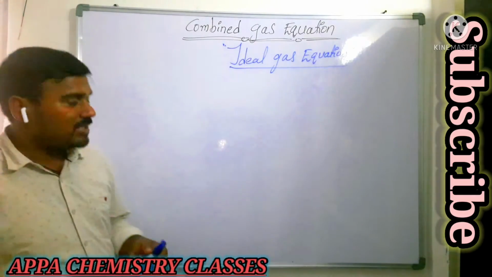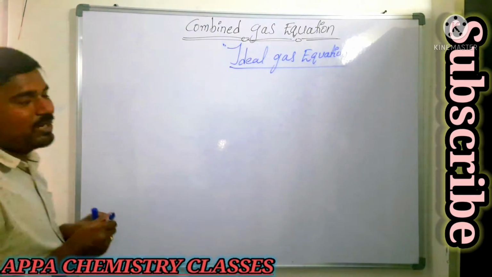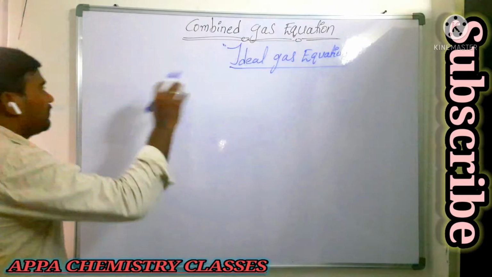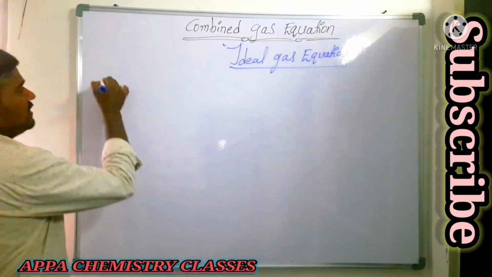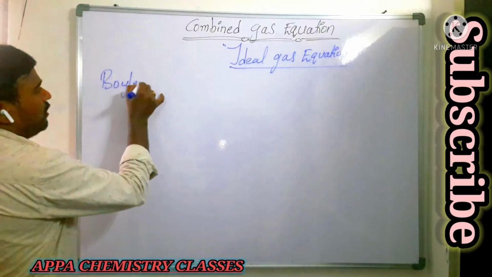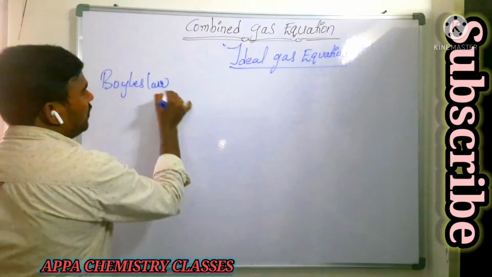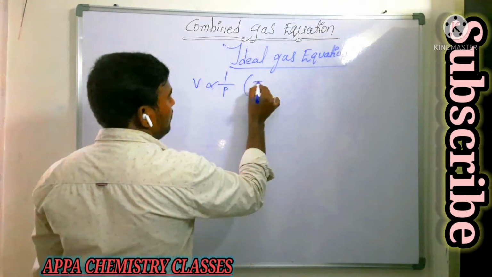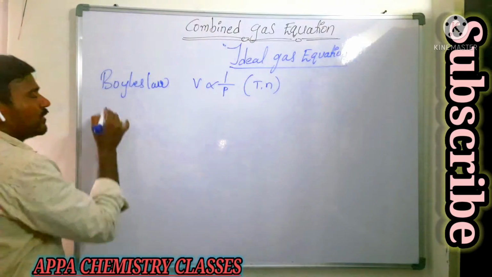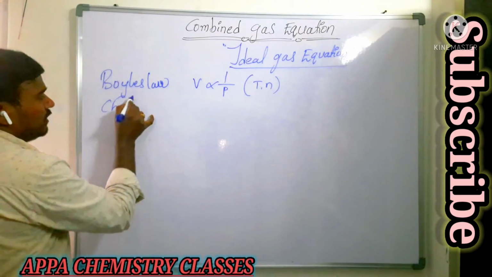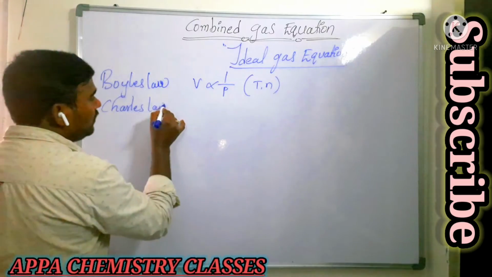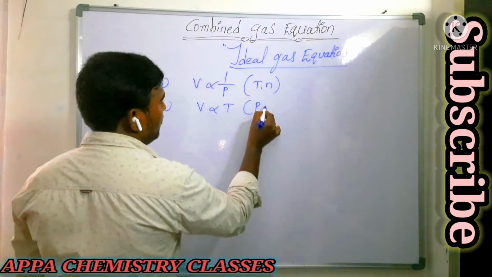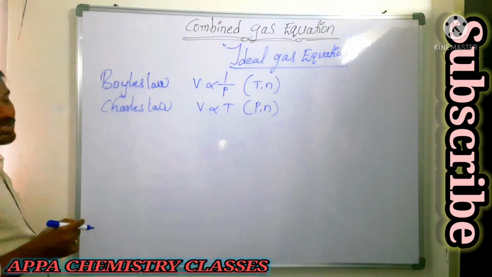So we'll see the combined gas equation. From the name itself, we have to combine the different gas laws. If you take Boyle's law, it tells us that volume is inversely proportional to pressure at constant temperature and number of moles of a gas. And if you take Charles' law, at constant pressure and number of moles of a gas, volume is directly proportional to temperature.